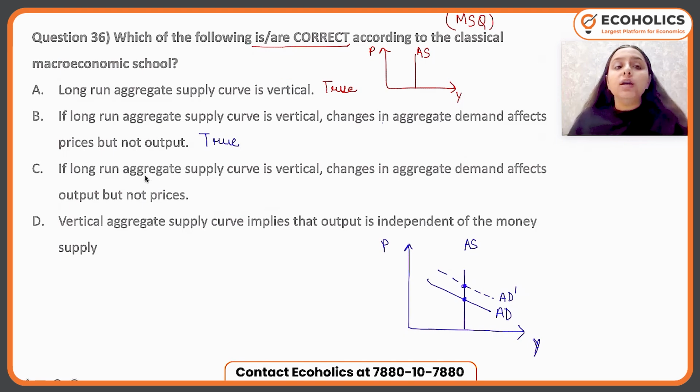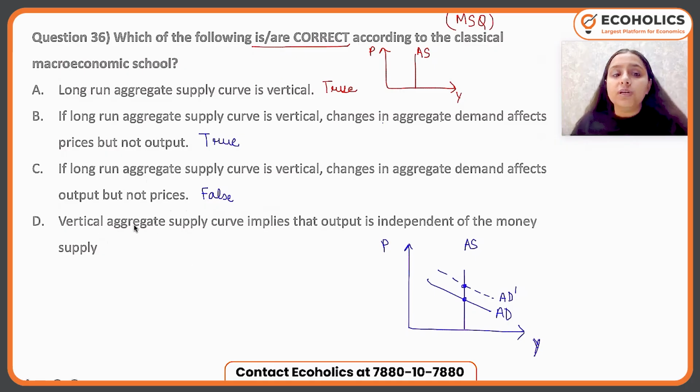Option C: if the long run aggregate supply curve is vertical, changes in aggregate demand affect output but not prices. This is in contradiction to option B, so I would call this false. It is completely opposite and cannot be called true.